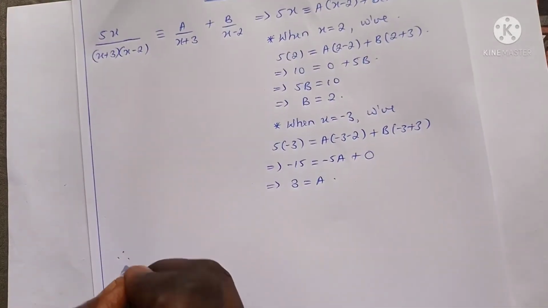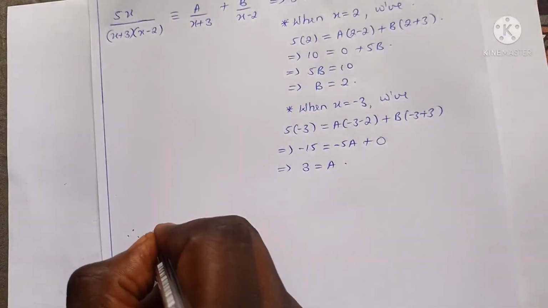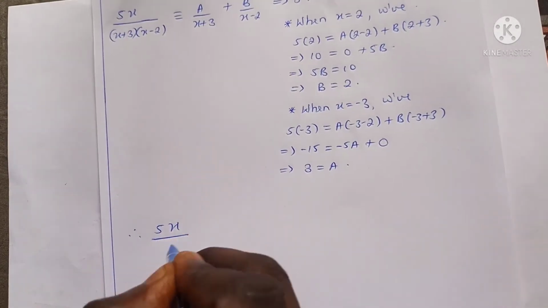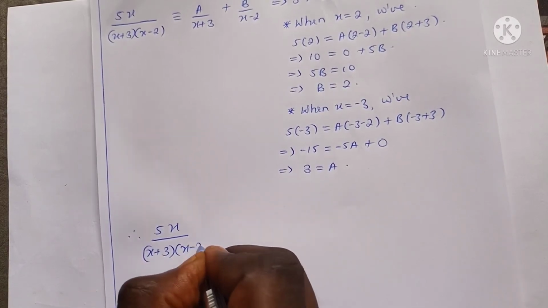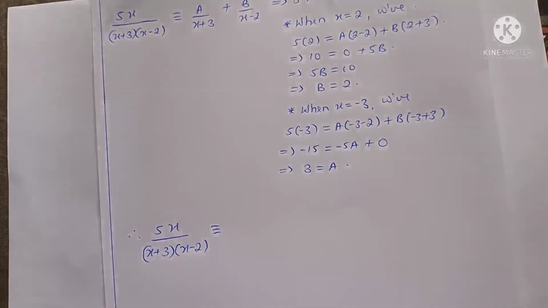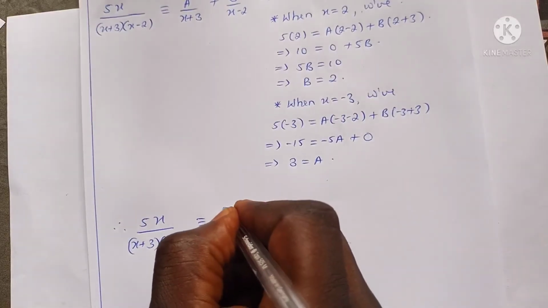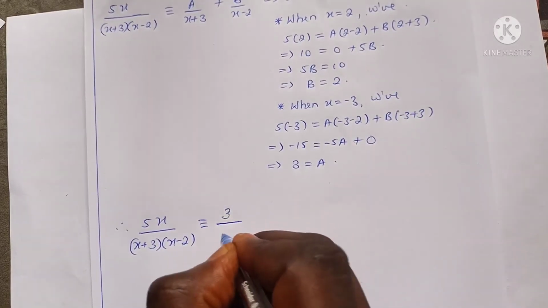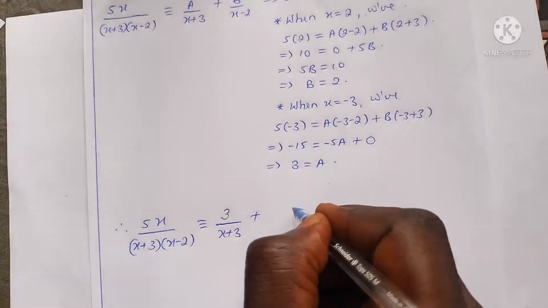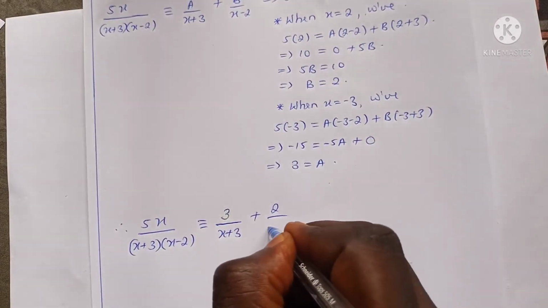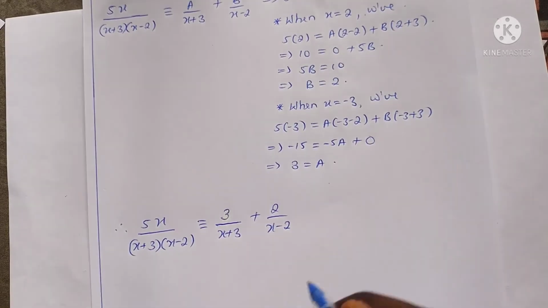Therefore, we are saying that 5x divided by x plus 3 into x minus 2 is equivalent to a, which is 3, divided by x plus 3, plus b, which is 2, divided by x minus 2.